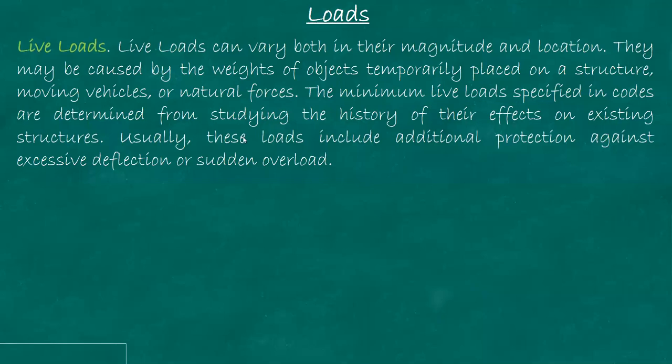Now, in design, these loads get a load factor, a multiplier, for uncertainties. For example, the live load you put in the design may increase in actual use, so the load factors are applied. The live load has a bigger impact than the dead load, so in design, you multiply it by 1.7, whereas the dead load is multiplied by 1.4.